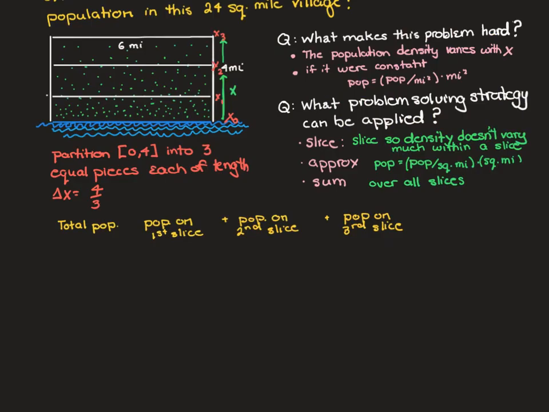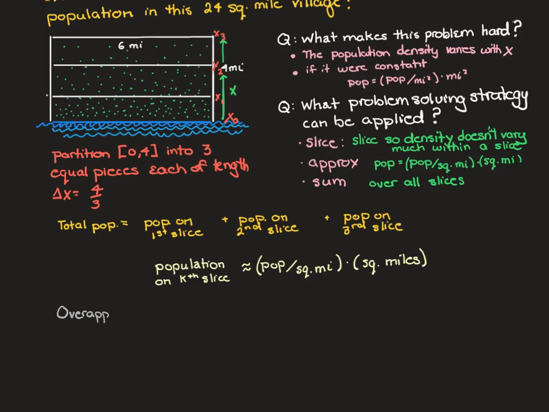The population is equal to the population on the first slice, plus the population on the second, plus the population on the third. And although we can't figure out any of those exactly, we can approximate them. The population on the kth slice is about equal to the population density times the square miles, the area. So we have to approximate the population density. Let's first do an over approximation.